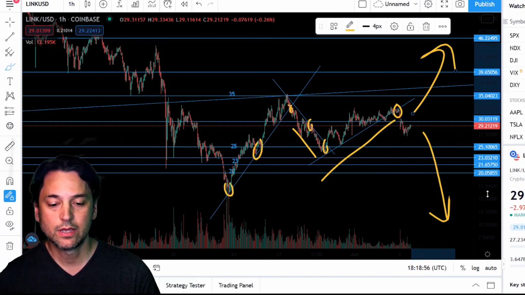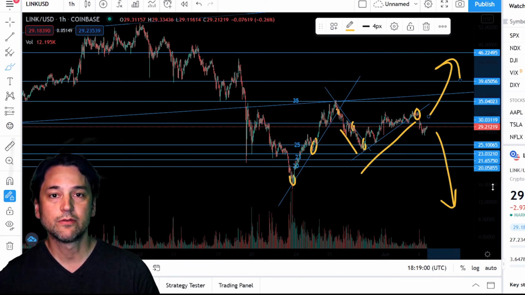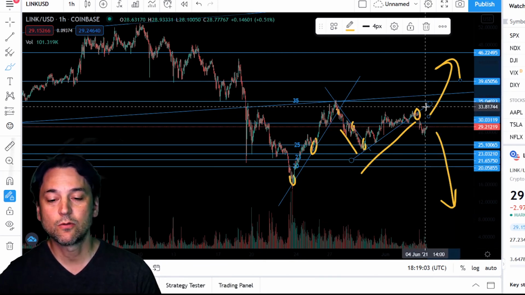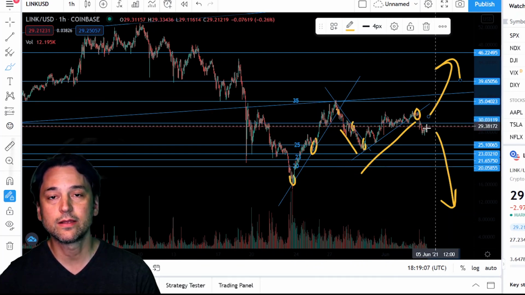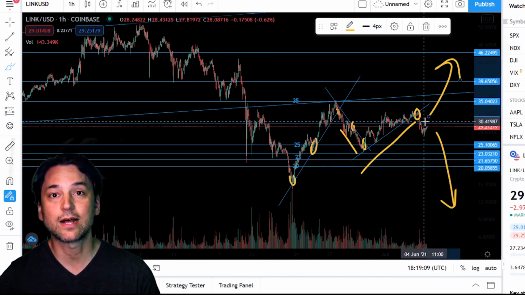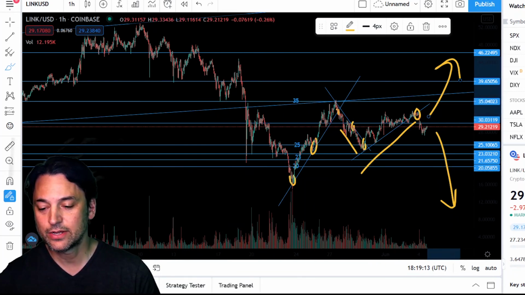I'm personally long-term bullish. I expect it to go up in the future. However, exactly when is difficult to say. So we're going to be keeping our eye on this for the next move that breaks out of this area. Should be very telling.